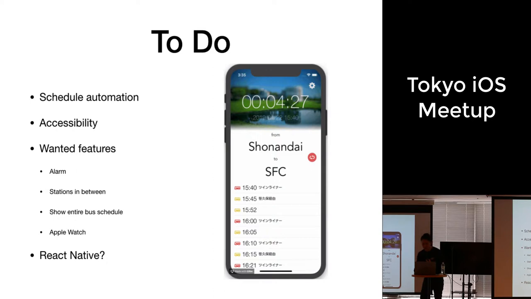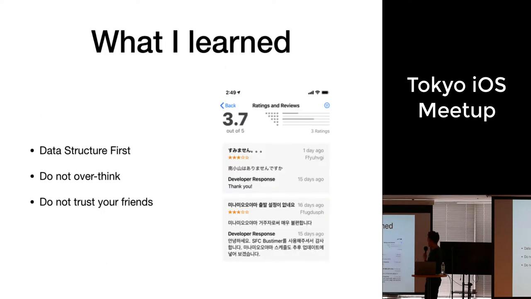Okay. So what I learned is that I need to think through my data structure first, so that there's no need to rewrite the Python or Ruby script. Second, do not overthink. I talked about it earlier, how I can just update my JSON API using their API.